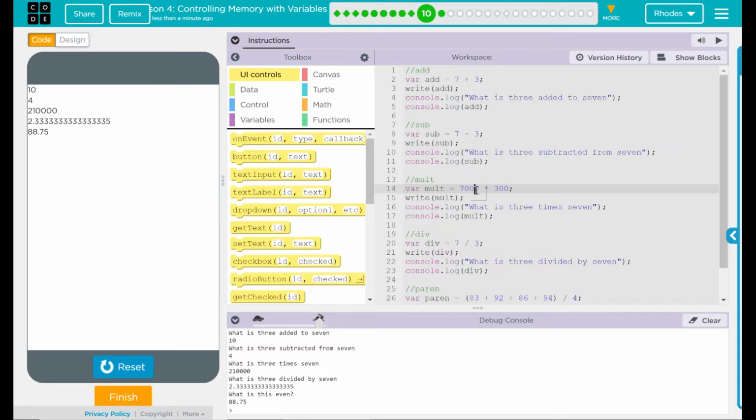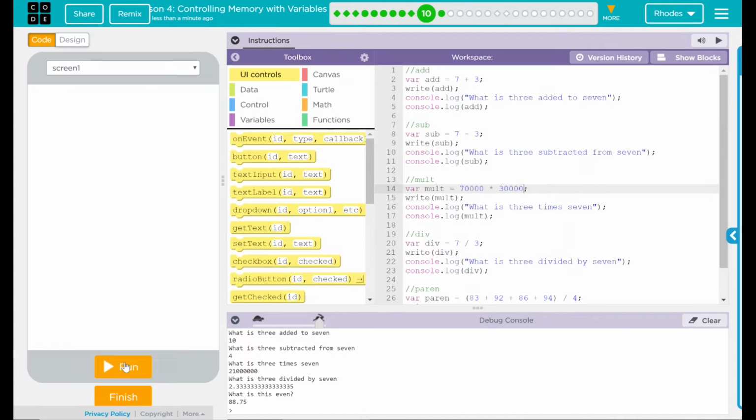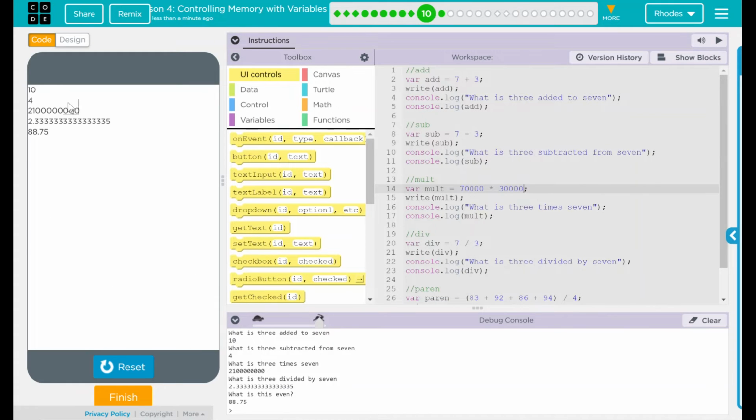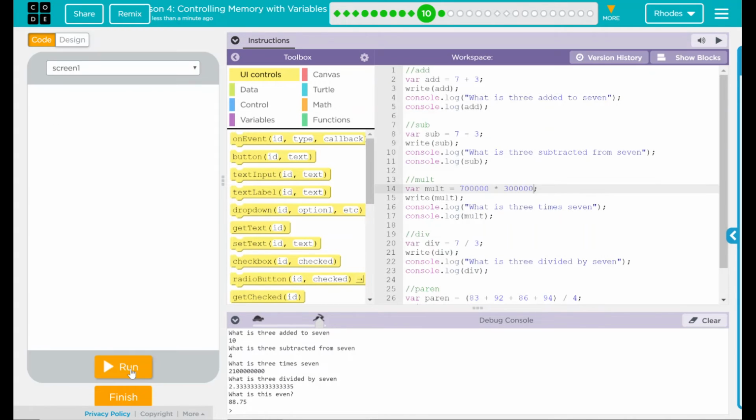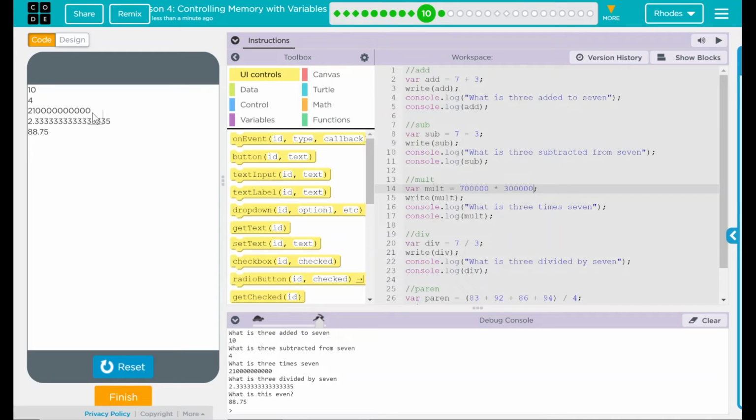Let's add some bigger numbers. Let's go 7,000 by 3,000. Reset, run. Still pretty good. Let's try 70,000 times 30,000. I'm up to some big numbers, but it's still going. Let's try 700,000 by 300,000. And it looks like it's stopping here now.